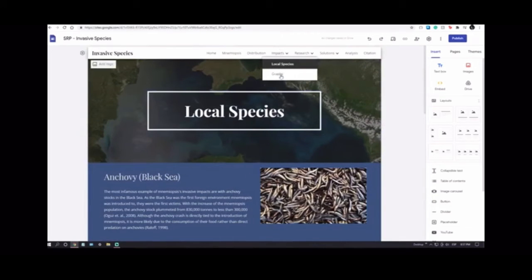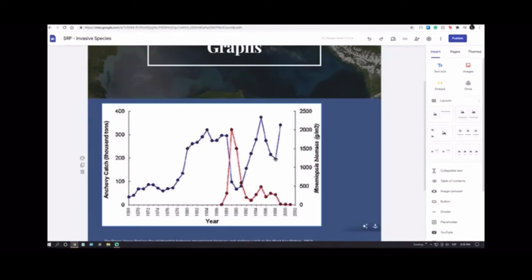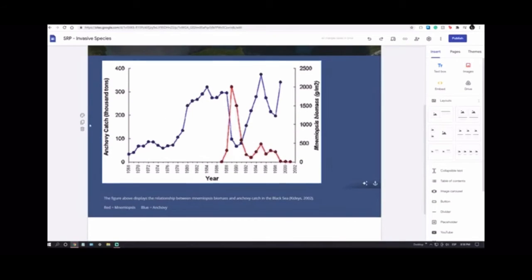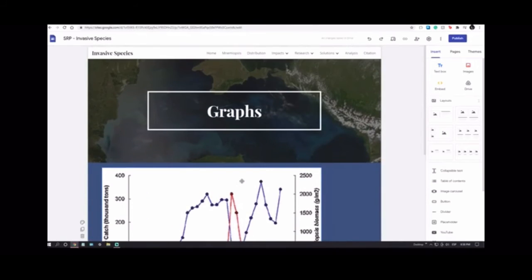Now, if we go to the second subpage of the impacts tab page, we have a graph which shows the relationship between Mnemiopsis and the anchovy stocks of the 80s, the blue representing the anchovies and the red representing Mnemiopsis. As you can see, there is a large crash in the early 80s, but now it has recovered.